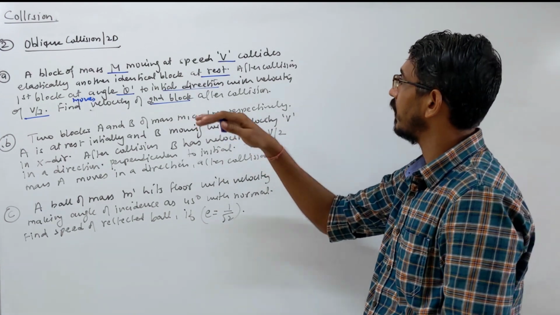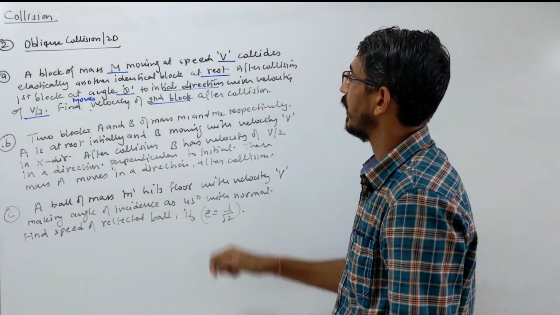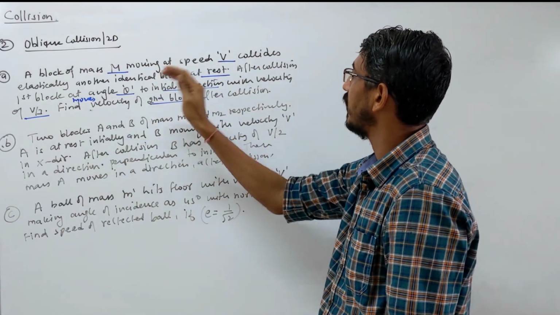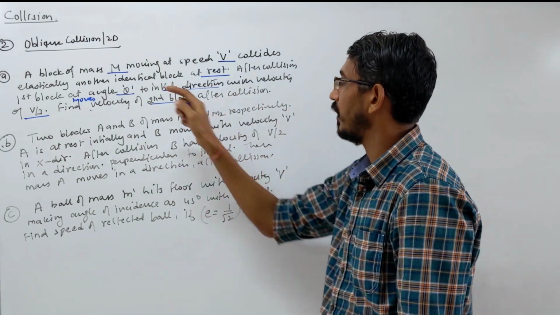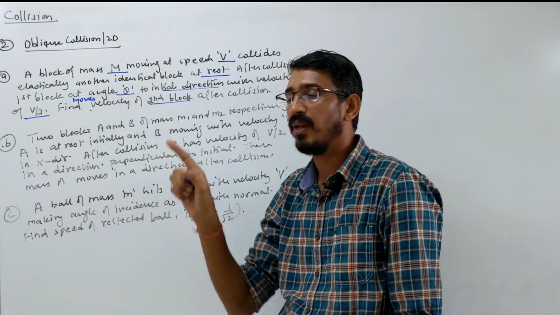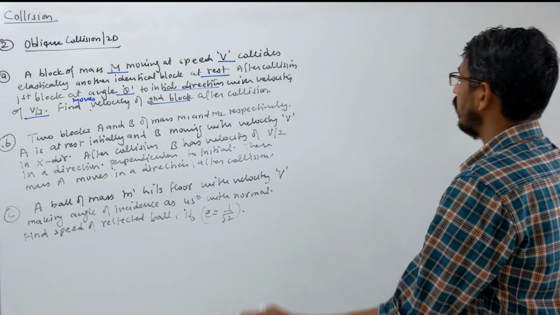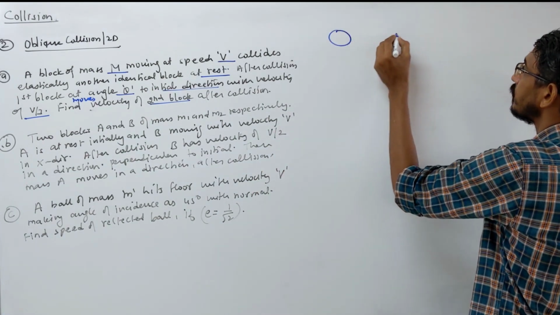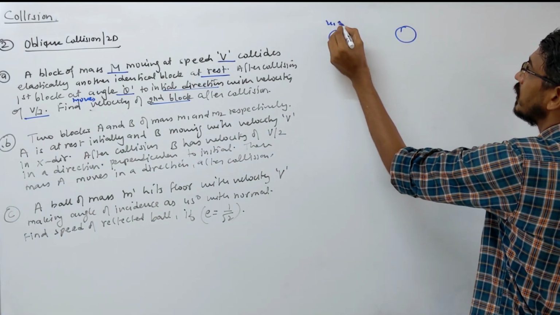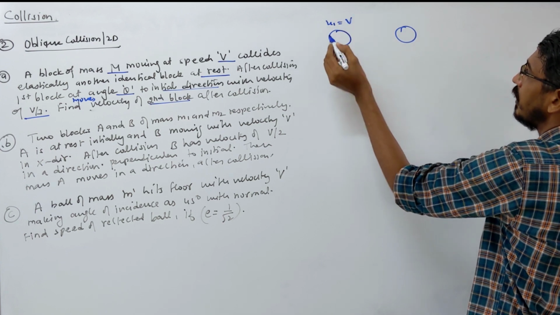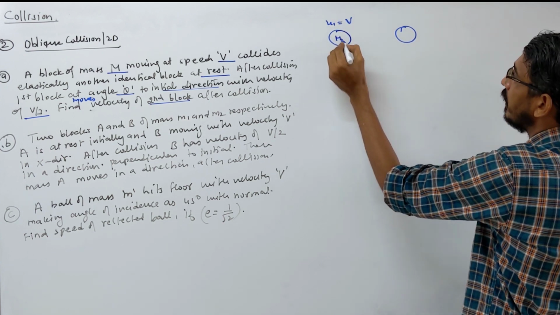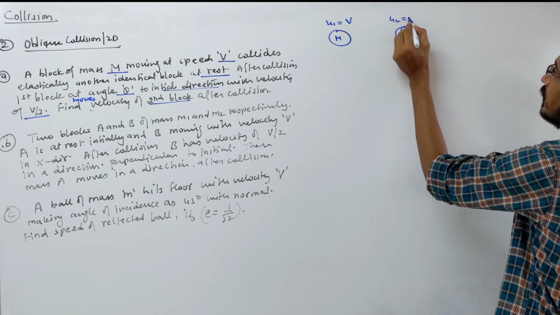Two blocks are there, one block is moving, one block is placed at rest, and the first block moves at an angle theta to the initial direction, they are saying, and its velocity is also given. They are asking what's the velocity of the second block. So let's draw. This is the initial situation. This block u1 has velocity v given, and mass m. The other block u2 is given as 0.